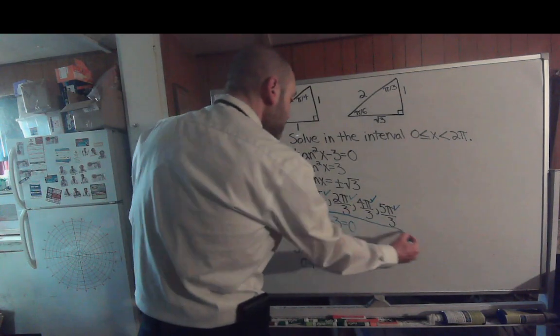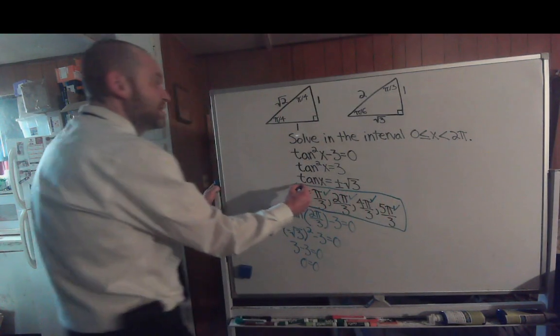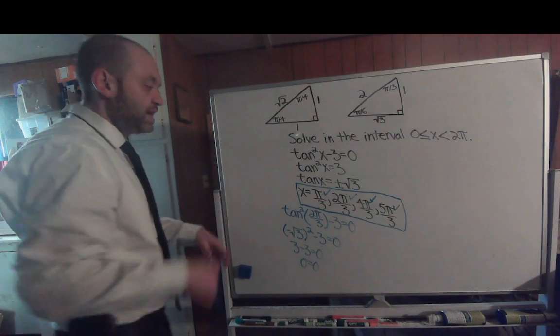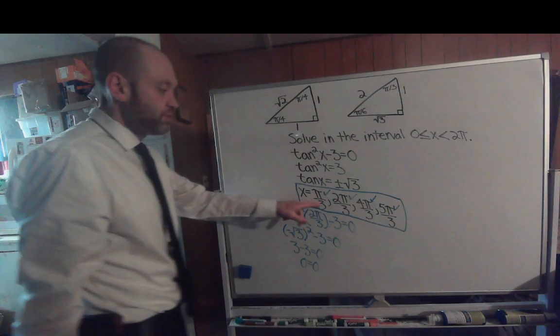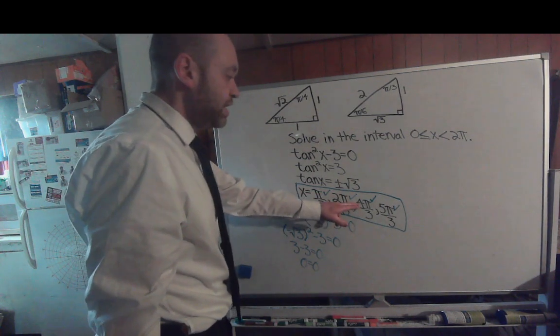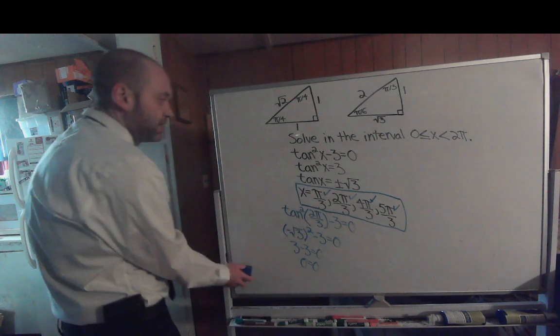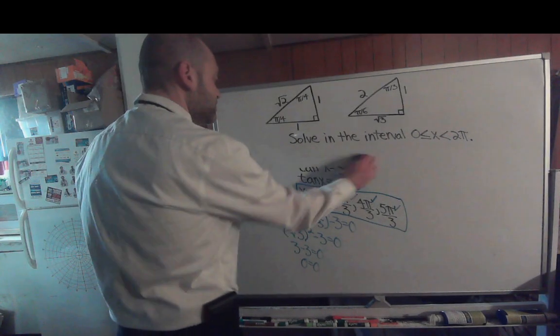So you have 4 solutions in this case from the interval from 0 to 2 pi. So x would equal pi over 3, 2 pi over 3, 4 pi over 3, and 5 pi over 3. Those would be all of your solutions.